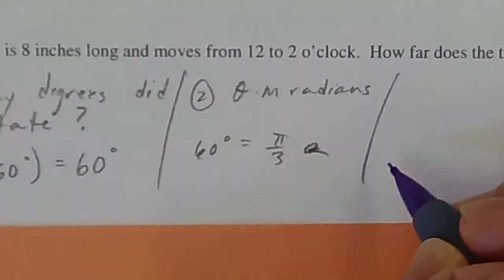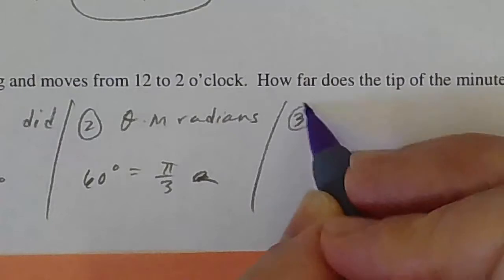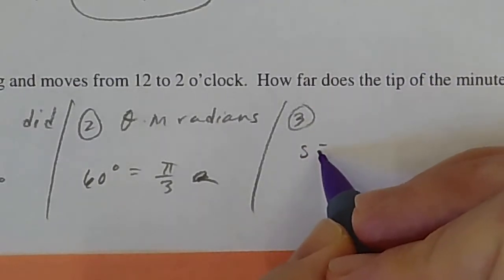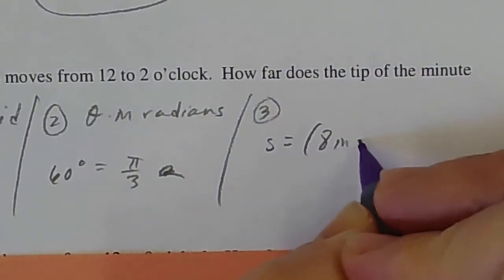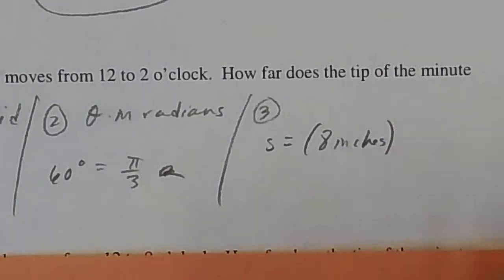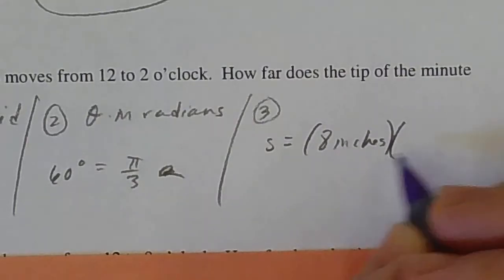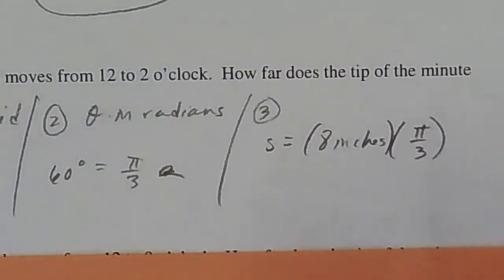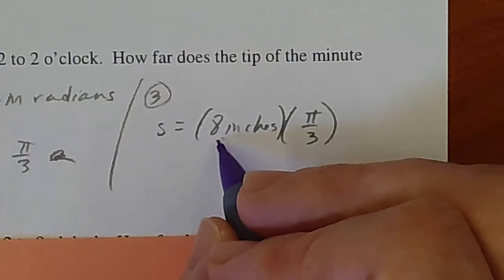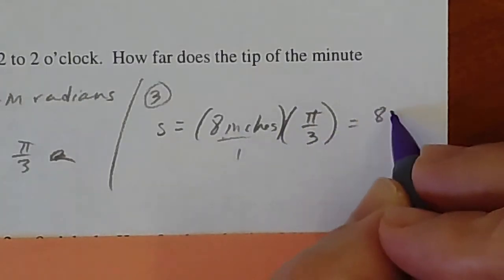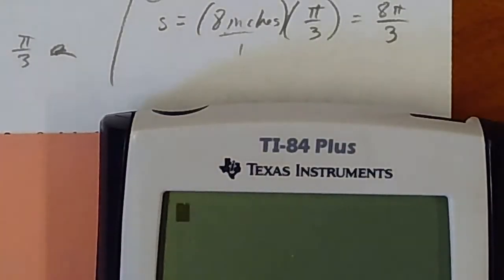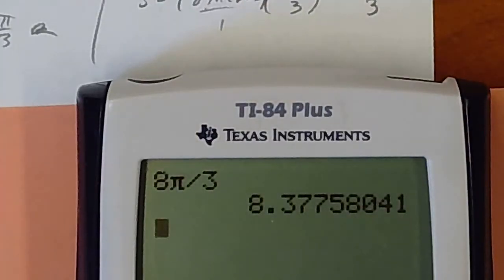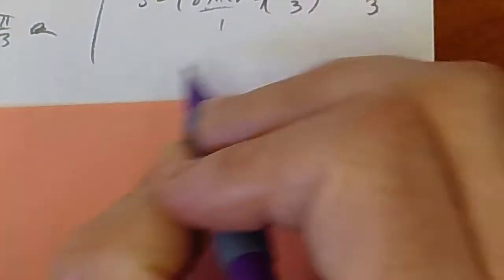All right, and then the third step, use the formula. S equals R theta. They said it was 8 inches long, so 8 inches times theta, which is pi over 3. If they say to keep it in terms of pi, I'd multiply straight across and say it's 8 pi over 3. If they say to round to the nearest tenth, we punch it into the calculator to get 8.4 inches.